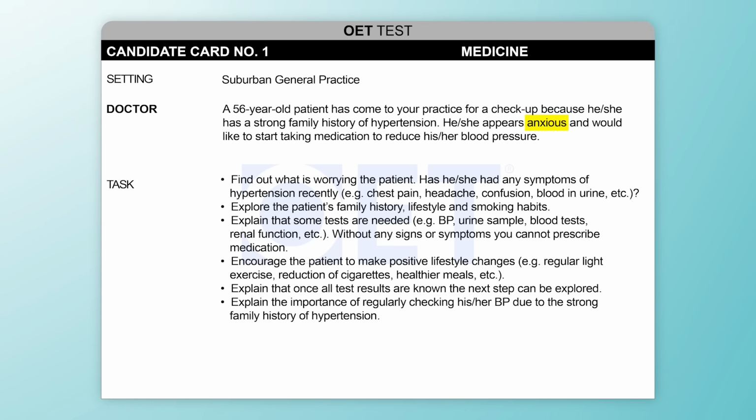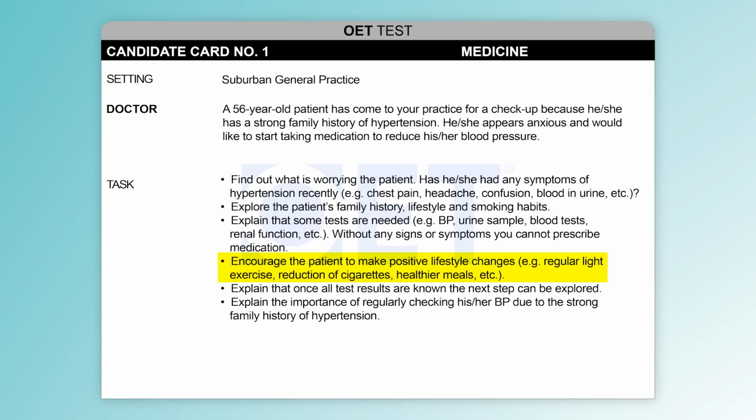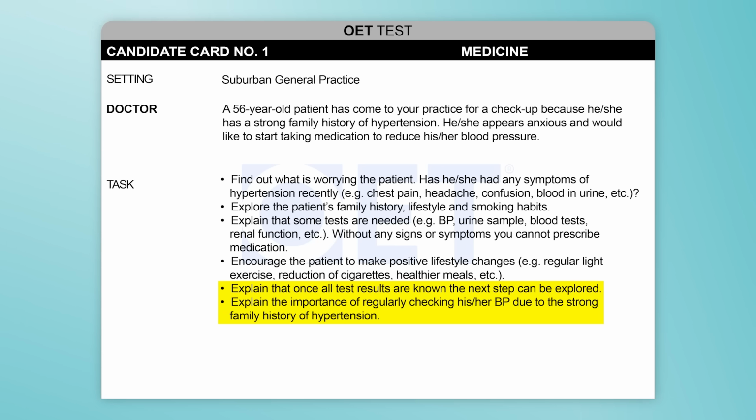Now, let's look at the tasks. The first task is to find out what is worrying the patient. In other words, you should start with open questions. Then you want to explore their history and lifestyle. Be sure to ask permission before diving into personal habits. Then you'll want to explain the tests needed. Be sure to manage their expectations and explain that you can't prescribe the medication yet. Next, encourage lifestyle changes, but be positive, not bossy. Next, you want to explain the importance of checking.